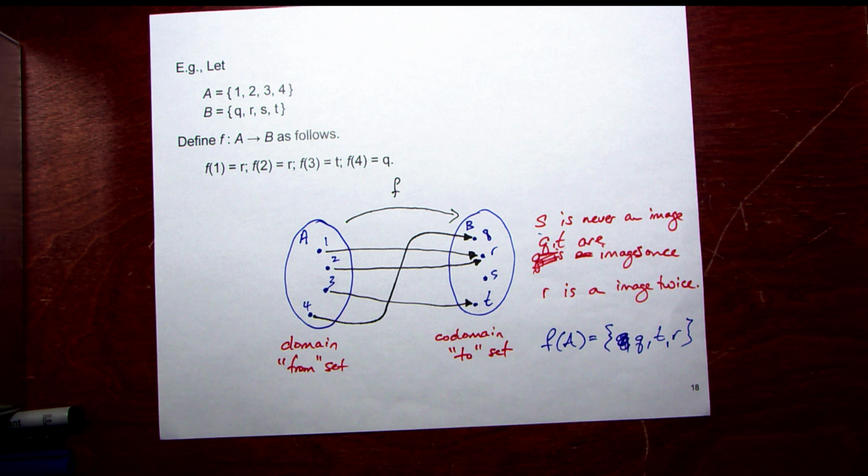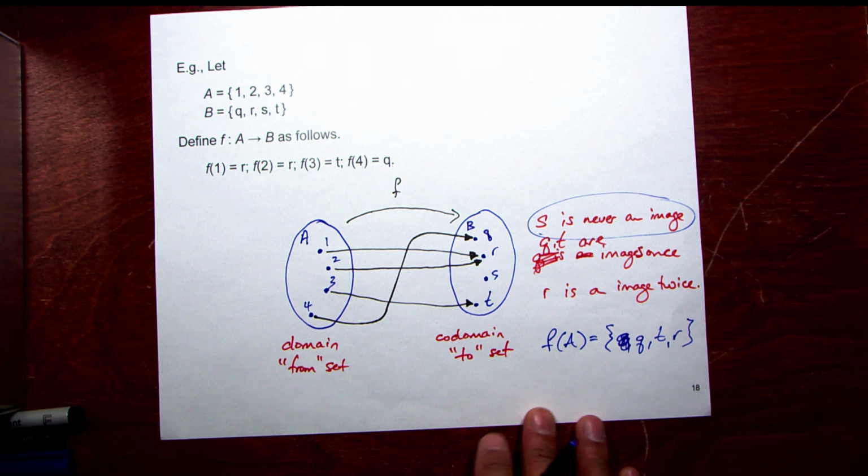Okay, you ready? Let's vote. Who thinks F is surjective? Who thinks it's not? All right, that's good. Unanimous? Somebody prove to me that it's not. Good, yeah, S is never an image. So you need total coverage. Well, S isn't covered. Good.